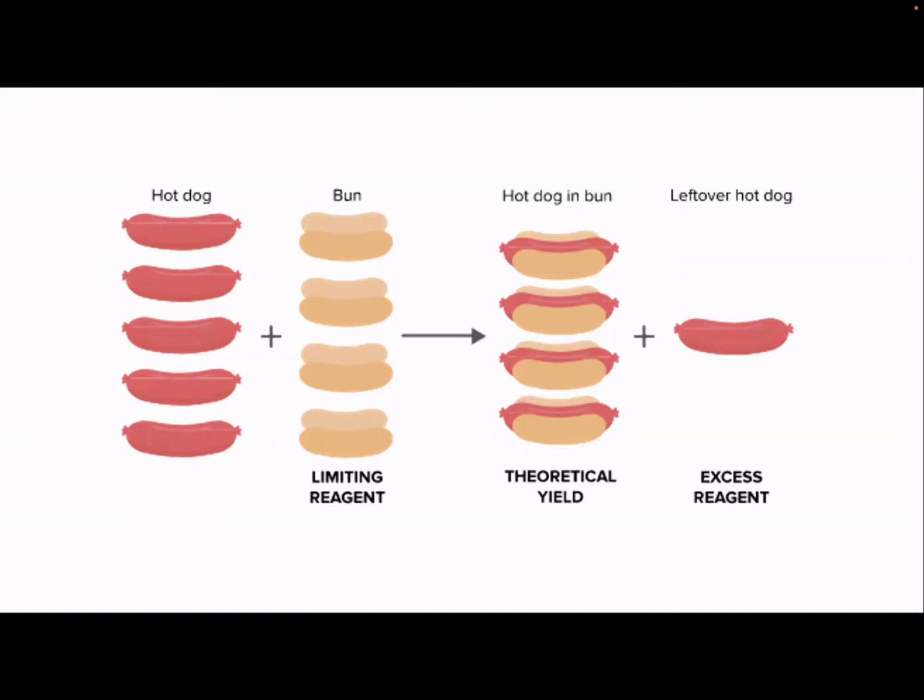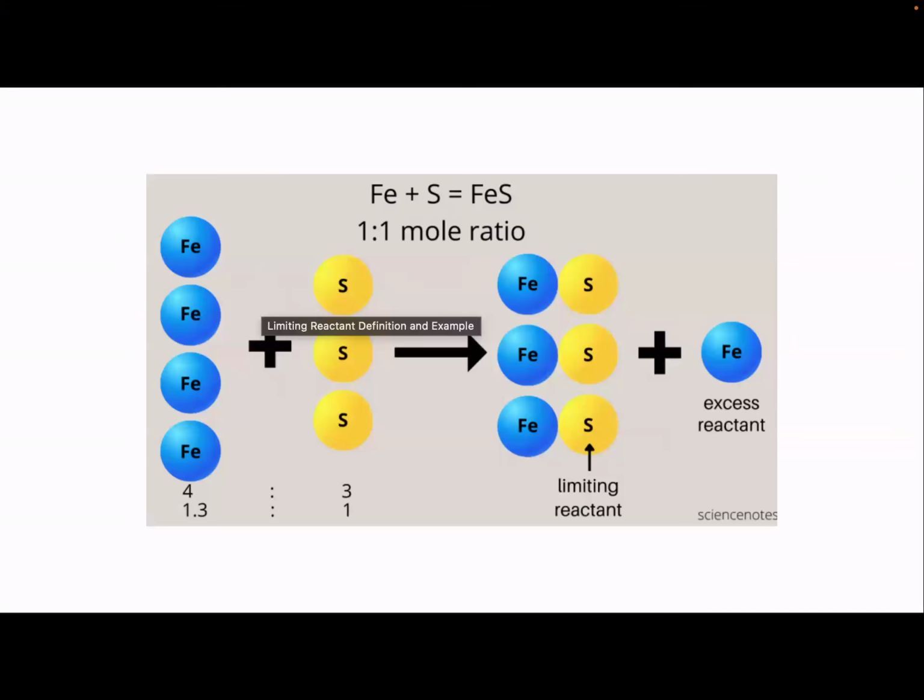And then you're going to have a reagent that's in excess, which literally is going to be whatever substance is left over after you've created your theoretical yield. So if we're talking about chemicals, we can think of iron reacting with sulfur to make iron sulfide. Here we have 4 iron atoms reacting with 3 sulfur atoms, when they combine in a 1-to-1 ratio to make iron 2 sulfide.